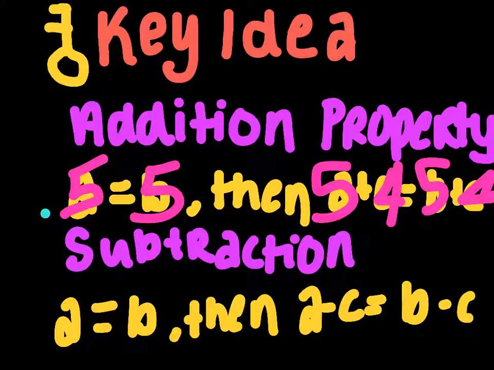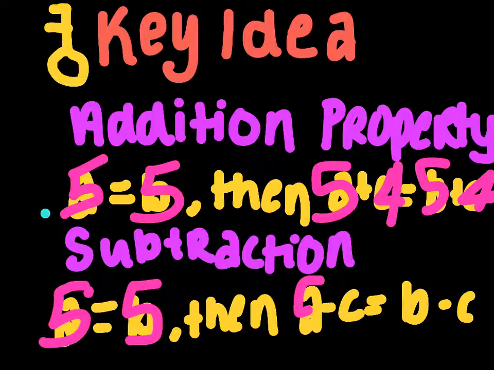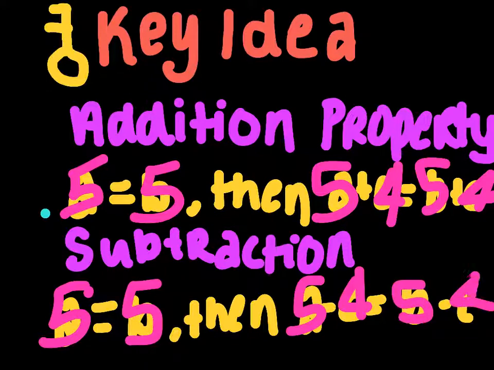Same for subtraction. Subtracting the same number from each side of an equation produces an equivalent equation. So that means that we'll just fill it in again. A being 5, B being 5, and C being 4. So that means 5 minus 4 equals 1, 5 minus 4 is 1. So that's another equivalent equation.